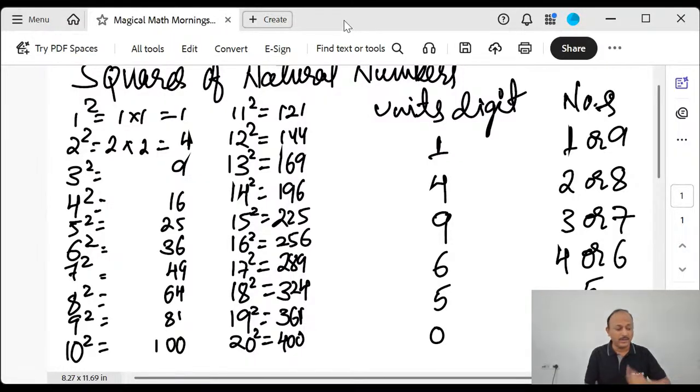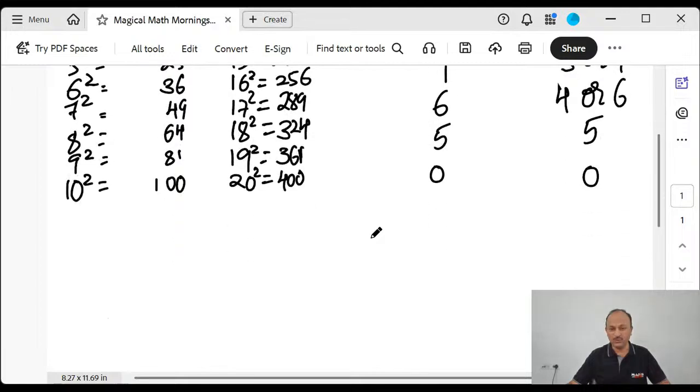Now, how to apply this one for the numbers? Like the squares, we'll also go step by step. First, we learn to find out the numbers whose square roots are perfect squares ending with 5. This is the easiest.